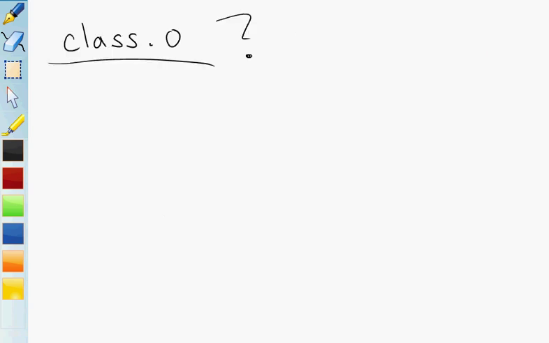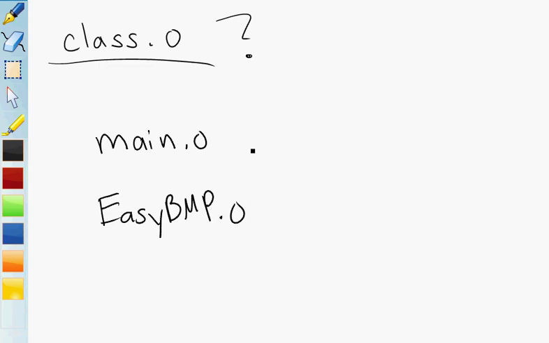Now here on the last slide, suppose we have class.o. How do I know what its dependencies are? To understand how that works, you kind of need to understand how the object files are actually created. So when you make your application, I'll take an example you might be familiar with from MP1. We take main.o and easybmp.o, and we combine them into our executable.